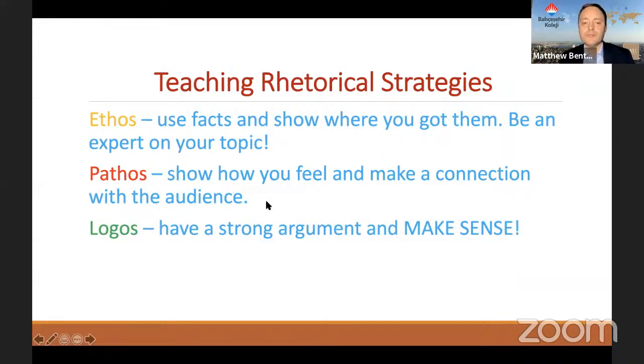We're also looking at pathos: show how you feel, make a connection with the audience, very important. And of course, logos: have a strong argument and make sense, be logically sound with your explanations.